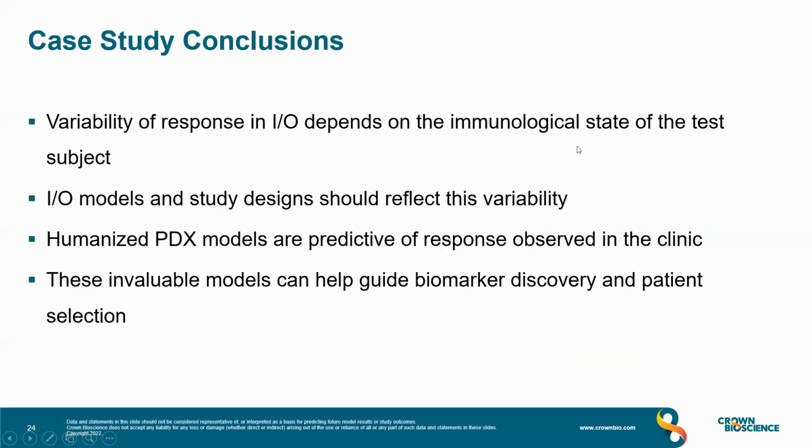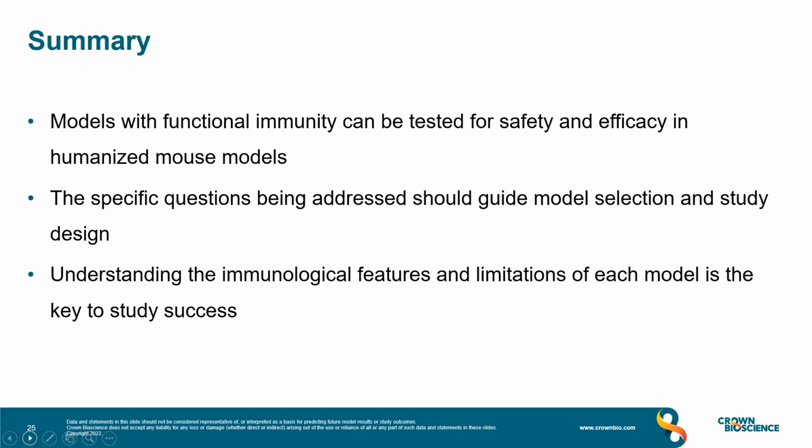So the variability of the IO response depends on the immunological state of the test subject. The IO models and study designs should reflect this variability. And these human CD34 humanized mouse models engrafted with PDX are predictive of responses observed in the clinic. So we think these are very valuable models to help not only to test therapies, but also to help guide biomarker discovery and patient selection. To summarize, models with functional human immunity can be used to test for the safety and efficacy of these IO drugs. The specific questions of the protocol or study being addressed should guide the model selection and the study design.